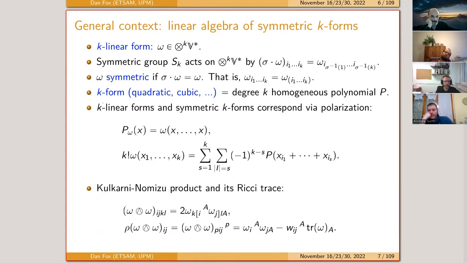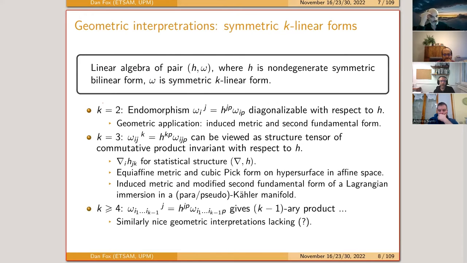And so you can go back, at least over a field of characteristic zero, and forth between K-forms and K-linear forms via polarization. And this is the usual inclusion-exclusion formula for the polarization. And I imagine I've gotten the constant factors right, although one always has to check that. And then I will speak about the Kulkarni-Nomizu product of a symmetric tensor with itself. So here A is all the indices that are just being traced over. If omega is a K-tensor, A is really K minus two indices, and they're being paired with themselves down here. And I'm skew-symmetrizing over I and J, and I get a tensor of curvature tensor type, and then this is its Ricci tensor, its Ricci trace. And most of this part will vanish because I will actually restrict attention to trace-free symmetric tensors most of the time. So this is just notation, and a little more general than what was previous.